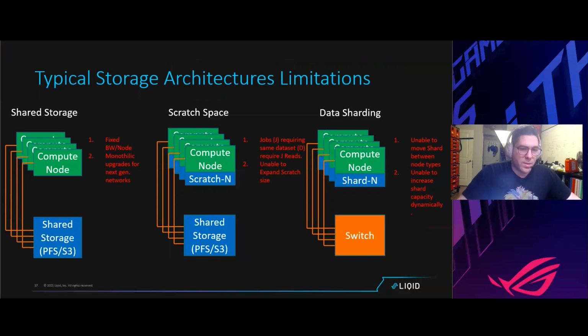Bandwidth is fixed. We build these things on a multi-year cycle where we say, this thing's going to get 50 gigabytes. I'm going to stick 2 ConnectX-6s in it, and that's just the bandwidth between the node and the storage system. Then when the new system comes out, ConnectX-7, we have to do a monolithic upgrade and just buy new servers. And if I have some node that could benefit from more bandwidth, like adding HCAs, usually you can't dynamically do that. You have to go buy another server.